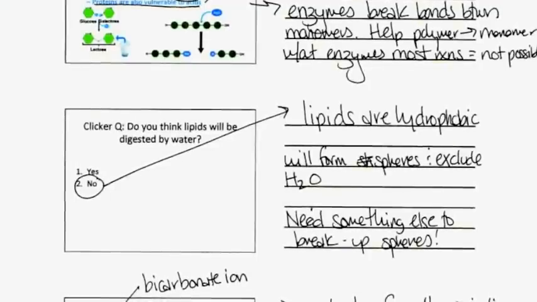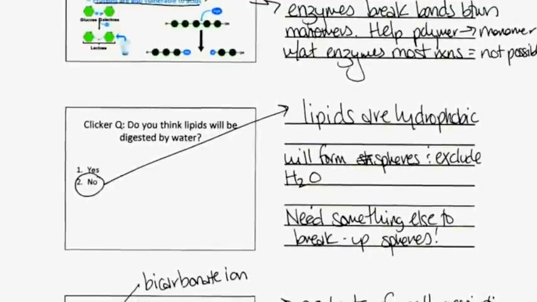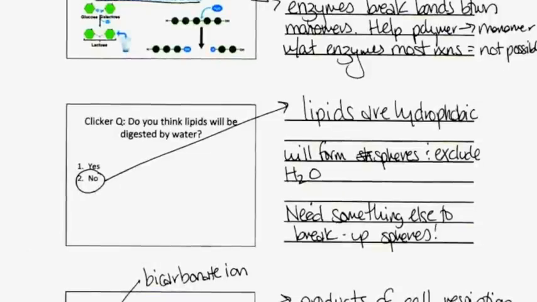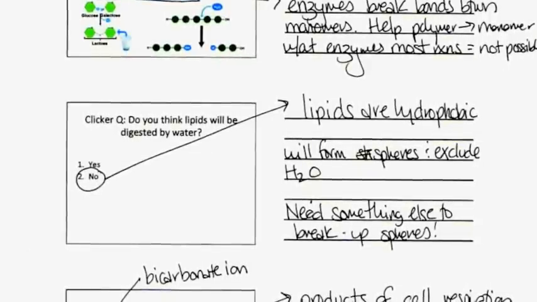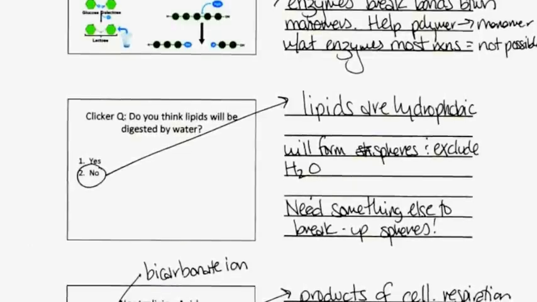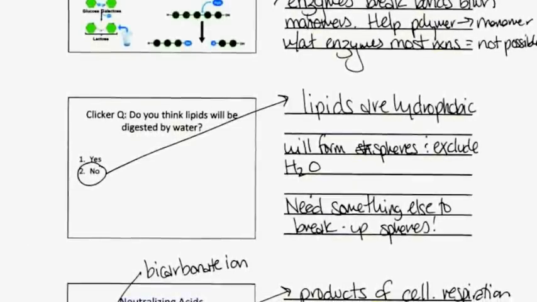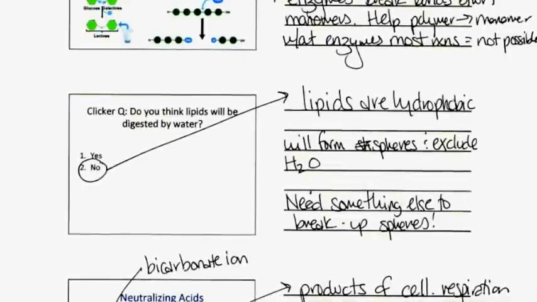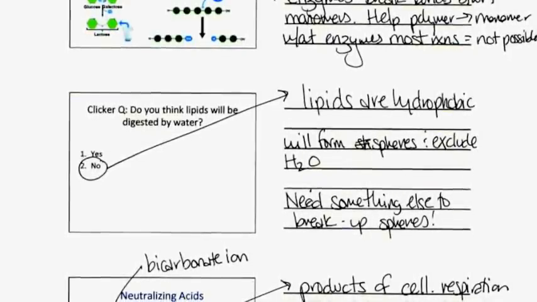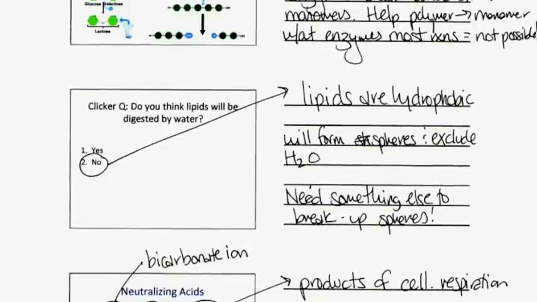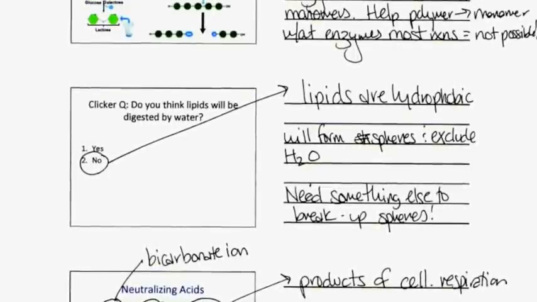So looking down at the second slide, which was a clicker question, this individual, as did the last set of notes, circled the correct answer, but this one made a note as to why this was the right answer. So typically during a clicker question, you guys write in your answers and then we all discuss it for a few moments. And so this individual made note of that discussion, that the reason that lipids are not digested by water is because they are hydrophobic. They form spheres that exclude water, and so we need another chemical that's going to break up those spheres.